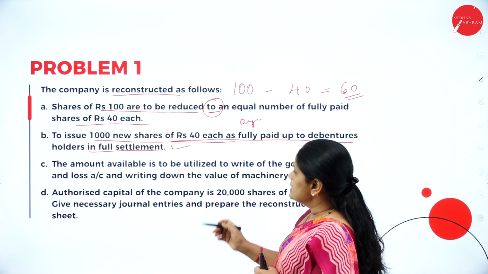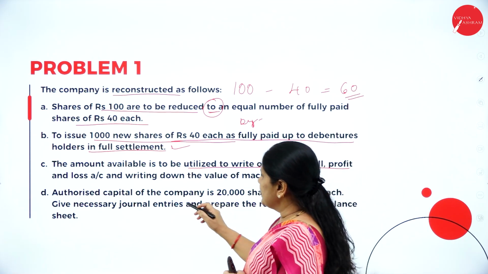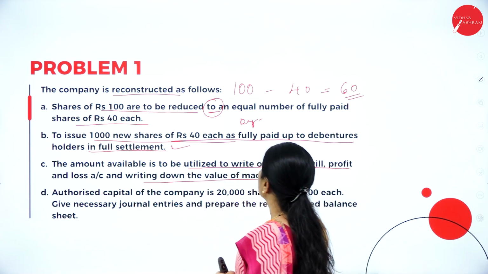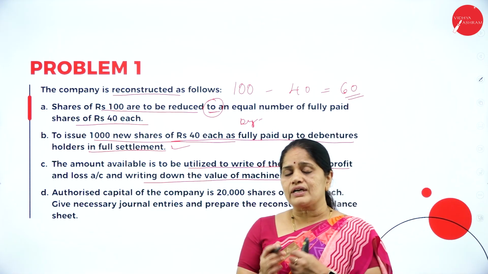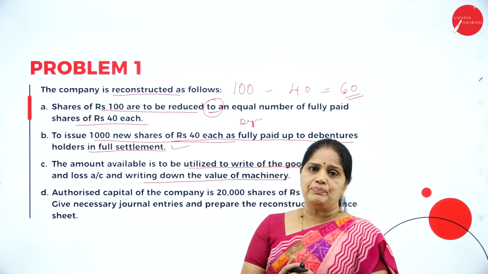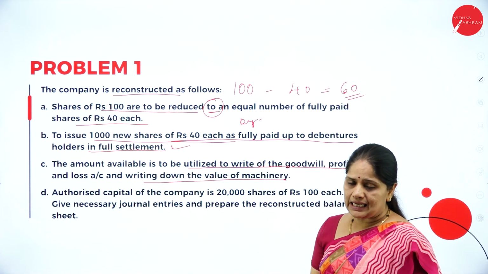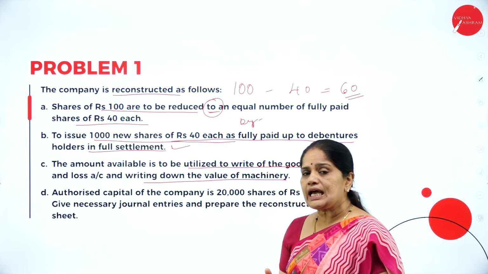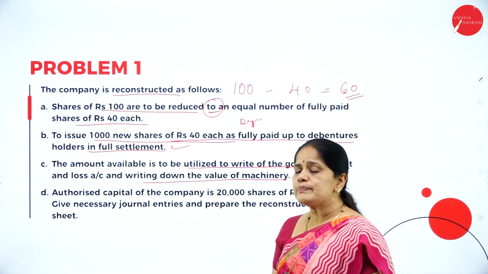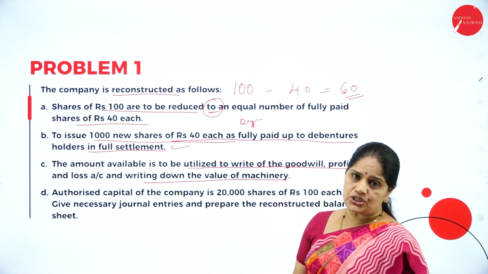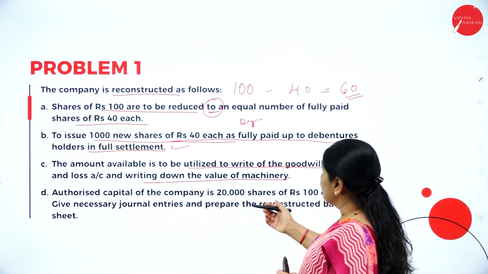So next one is the amount available is to be utilized to write off the goodwill, profit and loss account and writing down the value of machinery. So whatever money we have collected by reducing the capital, by reducing the debentures, that amount will go to the reconstruction account, or we can also call it the capital reduction account. So that amount which has been credited to the capital reduction account or the reconstruction account will be used to write off the losses.